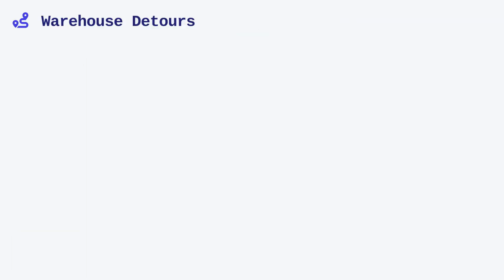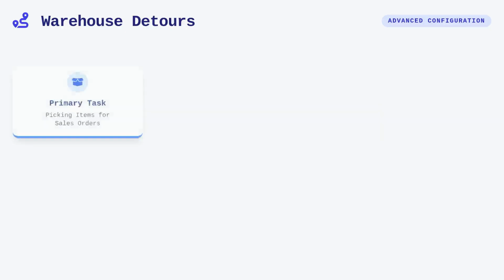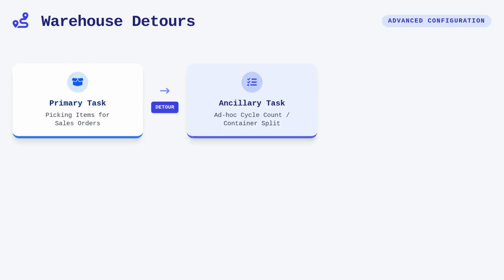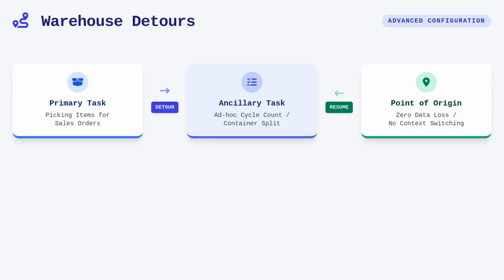One of the more sophisticated features in modern warehouse configuration is the concept of detours. A detour allows a worker to suspend a primary task, like picking items for a sales order, to execute an ancillary task, such as an ad hoc cycle count or a container split. Upon completion of the subtask, the worker is intuitively returned to the point of origin in their original workflow without experiencing data loss or context switching friction.